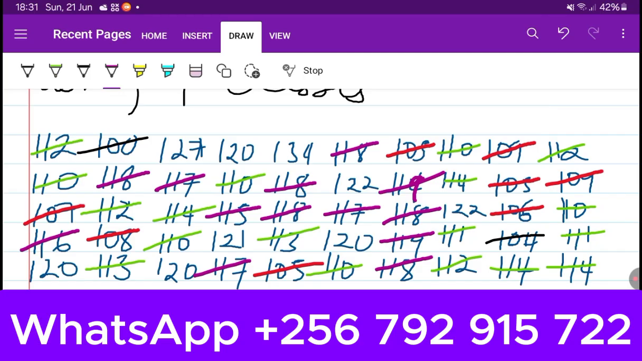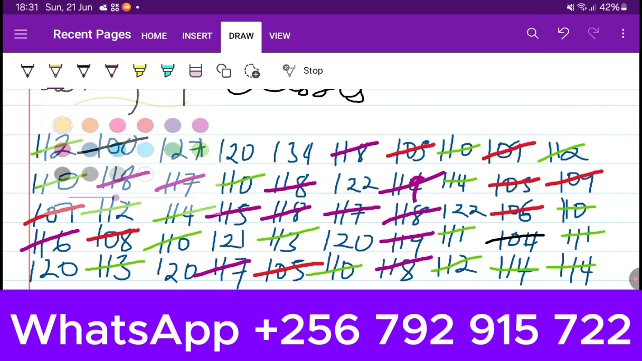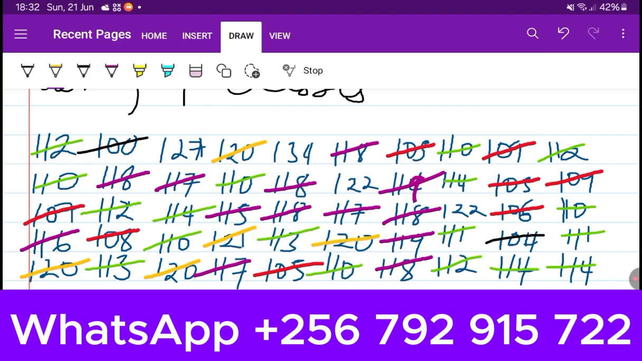Then 120 to 124. Can choose another color, maybe pick yellow. It is 120 to 124. 1, 2, 3, 4, 5, 6, 7. There are 7. Of course these other ones that we have not yet cancelled belong to the other last two groups. So those were 7.